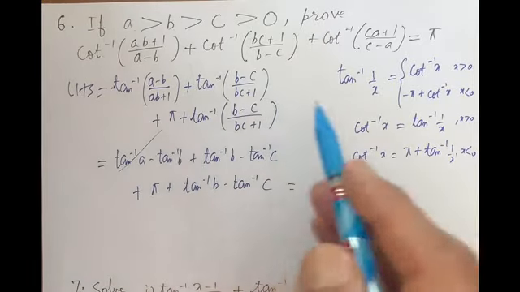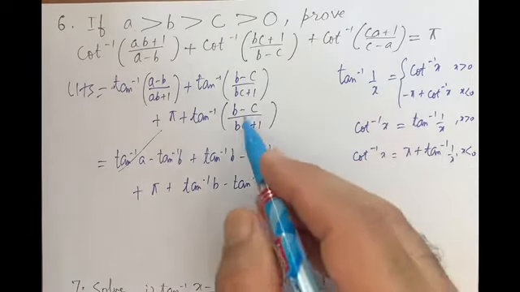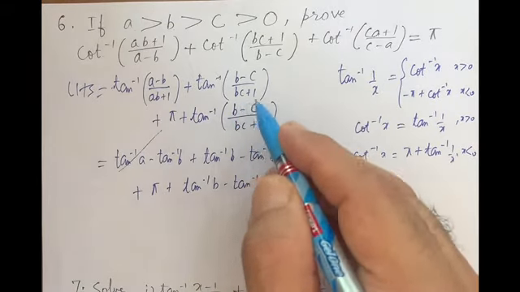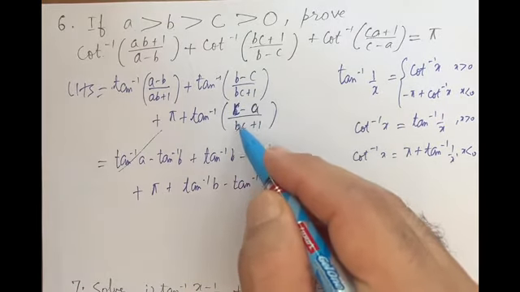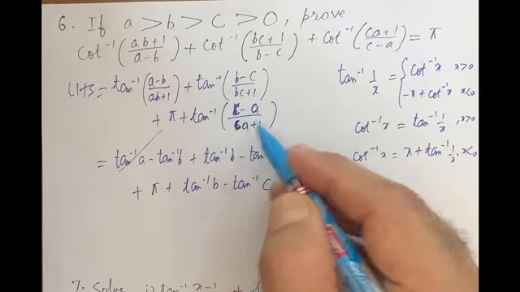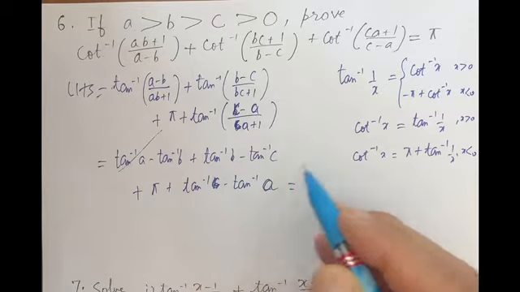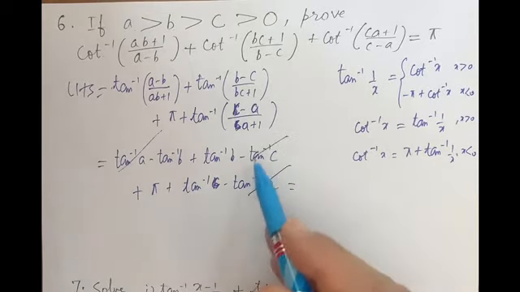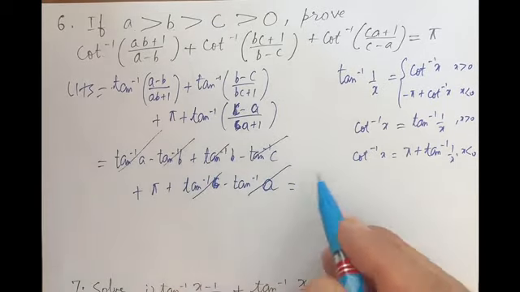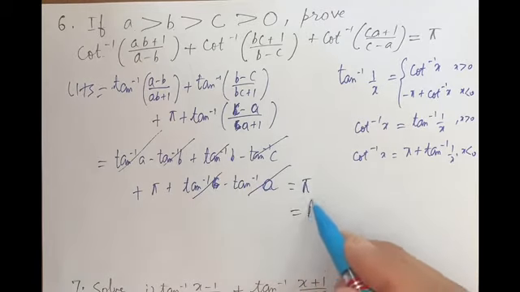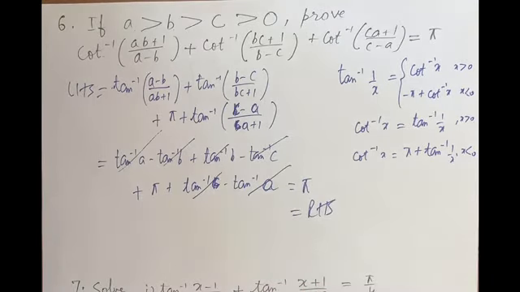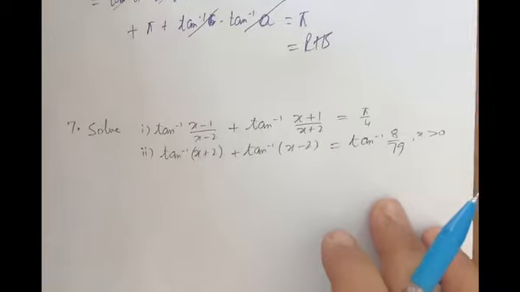The last is C minus A. So tan inverse of this is C minus A, this is CA. So this will be tan inverse of C minus tan inverse of A. So this will cancel out. This will cancel out with this. So we are left with pi, and this is what we wanted to prove. The next one.